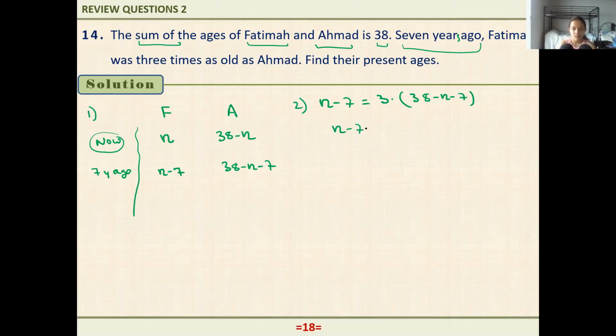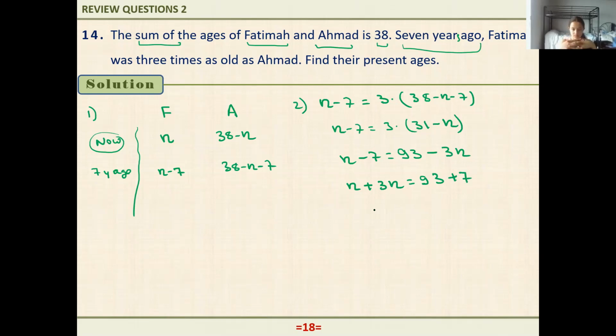So here we have N minus 7. Before we remove the brackets, we have to simplify. 38 minus 7 is 31, and minus N here, right? So now we can remove the brackets, and 3 times 31 is 93. Minus 3 times N, 3N, right? Take this negative 3N to the left. So here we have N, because it is minus, here it becomes plus 3N. Here we have 93. Take negative 7 to the right-hand side, plus 7.